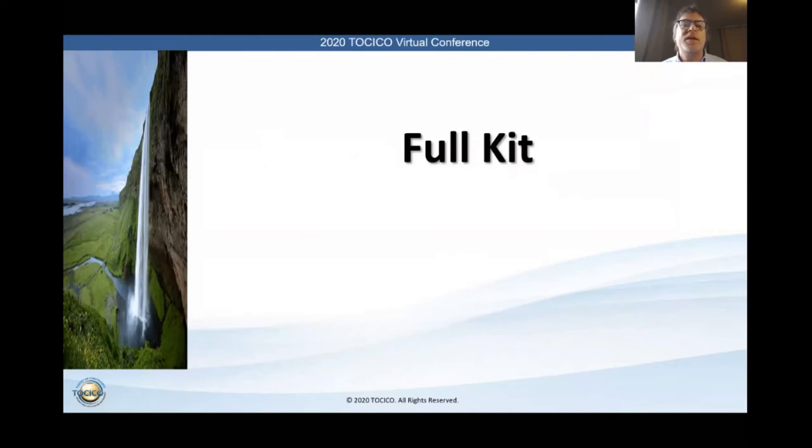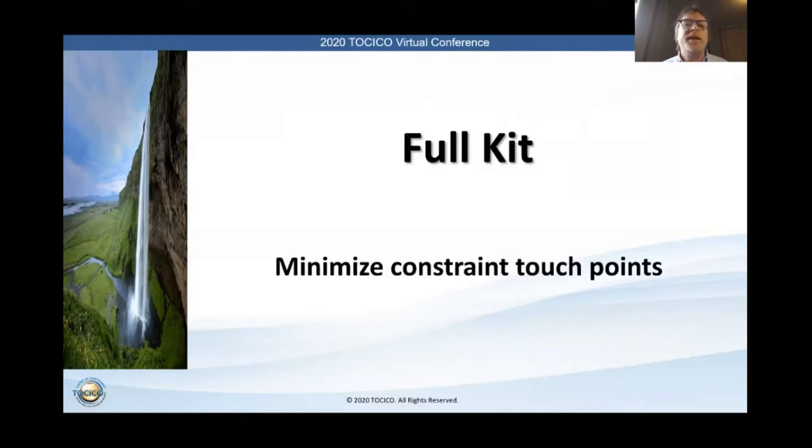As we just discussed, the constraint should only perform constraint level activities. The more the provider has to wait on other resources or go looking for supplies and equipment, the more that throughput is compromised. We need to minimize touch points for the constraint. Before any constraint task begins, equipment must be restocked, procedures must be set up, patients must be moved to locations where they can be treated, all in advance of the provider. And while many other resources in the department are capable of full kitting, it needs to be clear who specifically is responsible for which task.